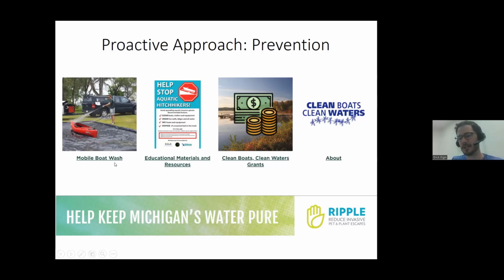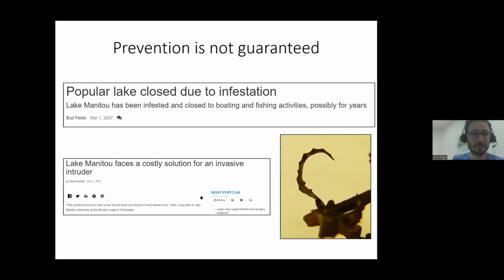We want to reduce the spread between lakes. And there are other programs like Ripple, for example, which tries to prevent the movement in a different way. Sometimes our invasive plants may come in aquariums, and we don't want those plants and animals in aquariums to get into our natural system. So there are lots of programs addressing all of these different invasive species pathways, as we call them. But prevention's not perfect. It is not guaranteed to work. That doesn't mean we should stop doing it. Prevention is very important, but it's not guaranteed.